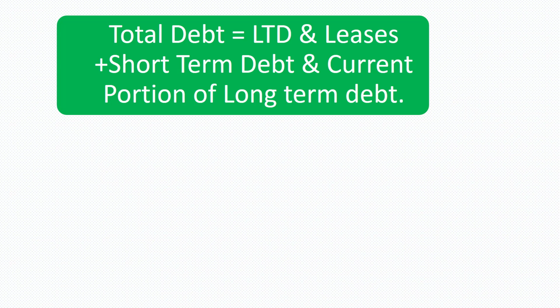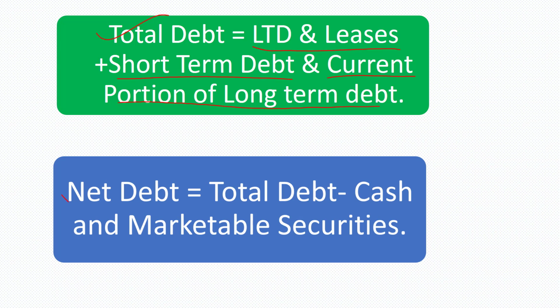To be more specific, the total debt is the sum of long-term debt and leases, short-term debt, and the current portion of the long-term debt. So that's what gives us the total debt. Once you know the total debt, then you can compute net debt as this. Net debt is always equal to the total debt minus cash and marketable securities, or we can also say total debt minus cash and cash equivalents.